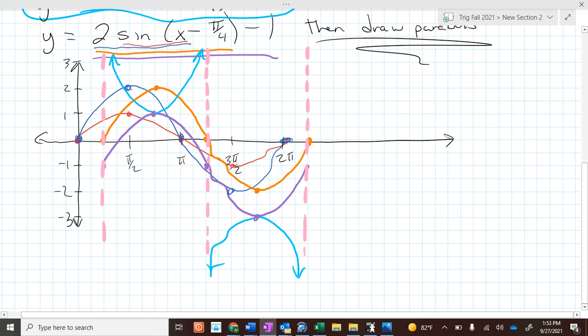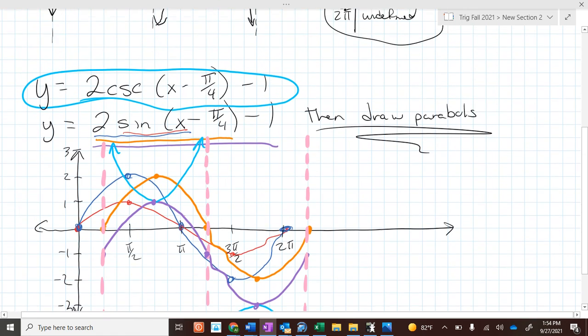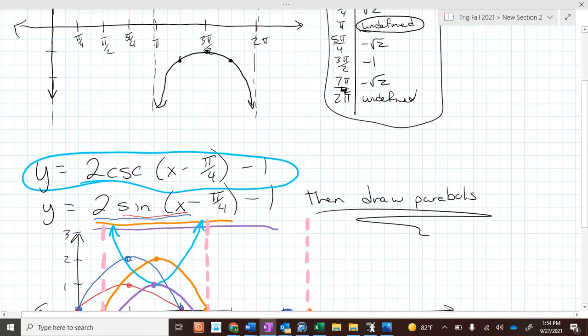So, you need to draw out the sine curve, or in some cases, the cosine curve, before you do anything else. Okay, so let's go to secant ones, because we kind of played with cosecant now. Let's go to secant ones.